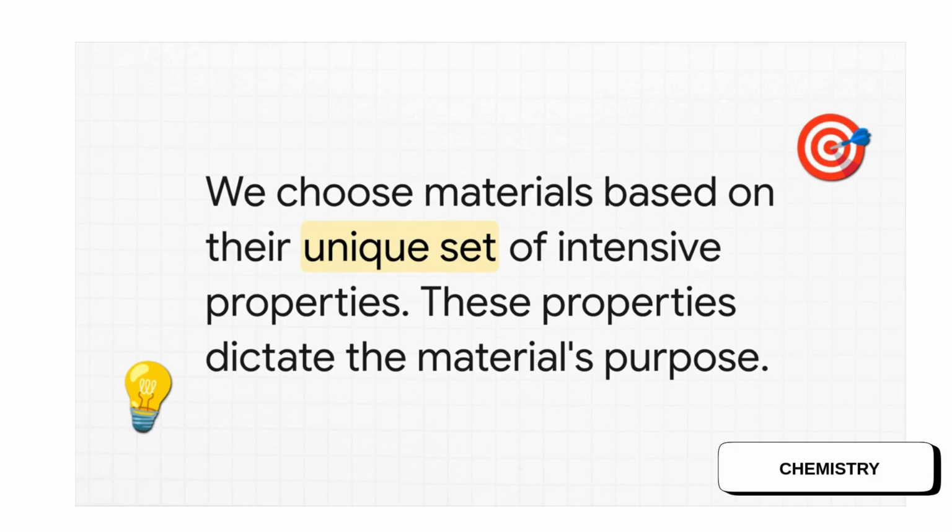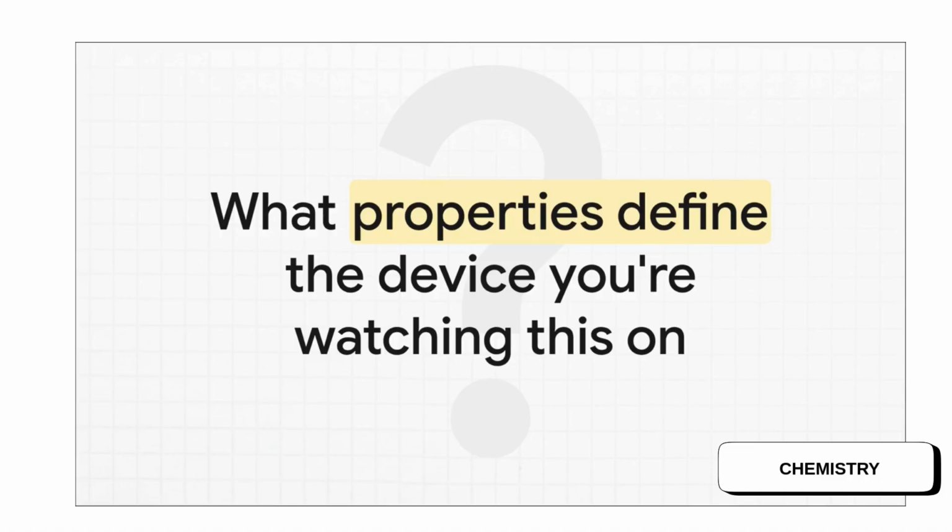We use copper for electrical wires because it's a fantastic conductor. We use glass for windows because it's transparent and hard. The properties of a material literally dictate its purpose. So I'll leave you with this final thought.